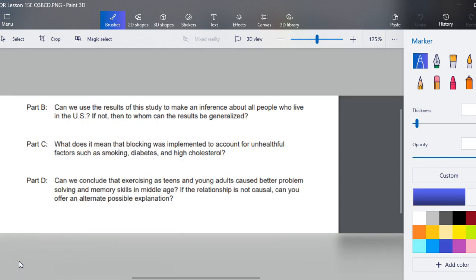Part B, can we use the results of this study to make an inference about all people who live in the United States? Because they have done a really good job, a lot of good things in this study. And if not, then to whom can these results be generalized? They were very clear in their study that there are some ethnic groups who were not included, so they're not represented. However, the results can be generalized to the collection of groups that are represented.